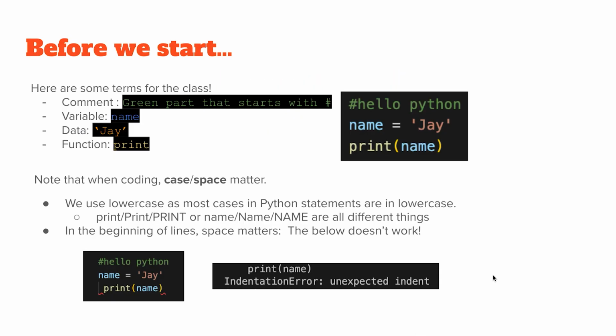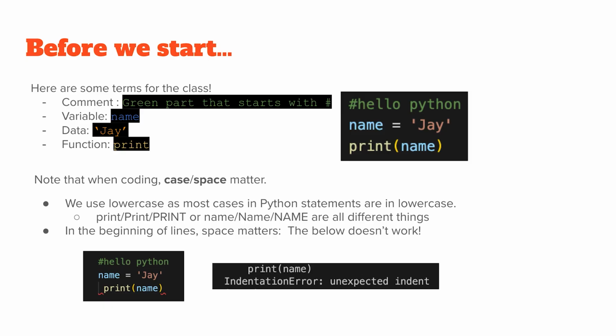Let's start with some vocabulary. Before we jump into coding, let me explain a few terms we'll see in Python. First, comments. Any line that starts with a sharp is a comment. You will see them in green in most editors. Comments are not run by Python, they're just notes for a human to read.